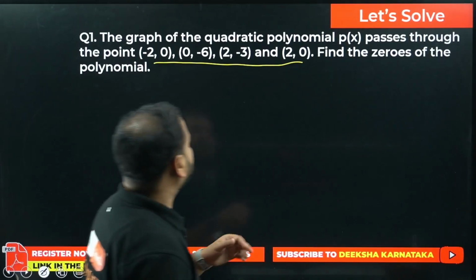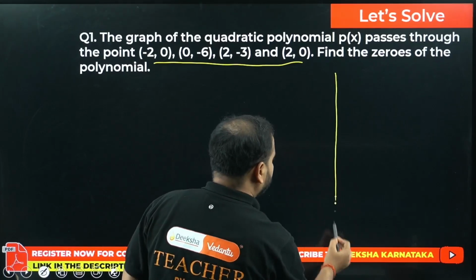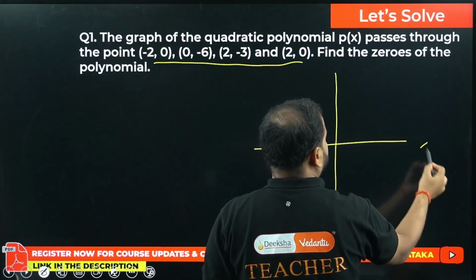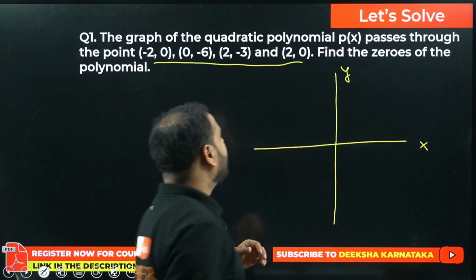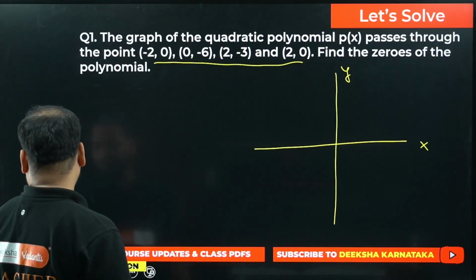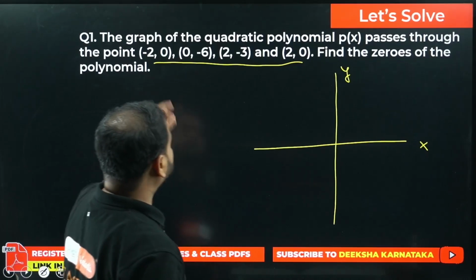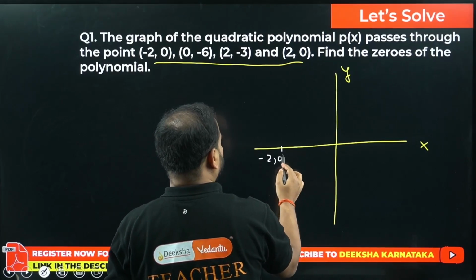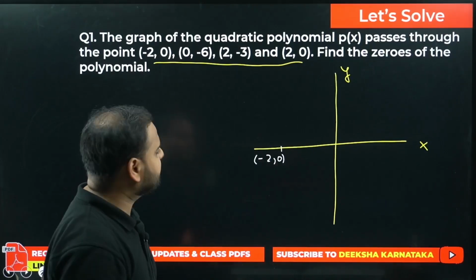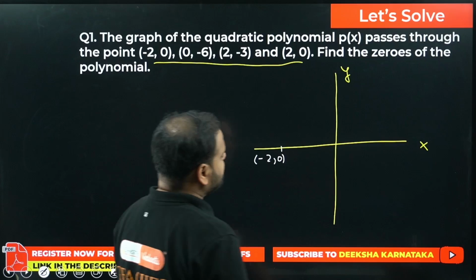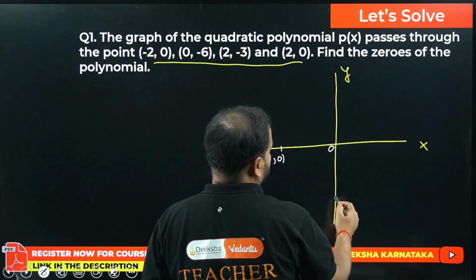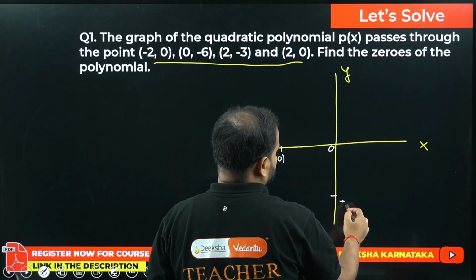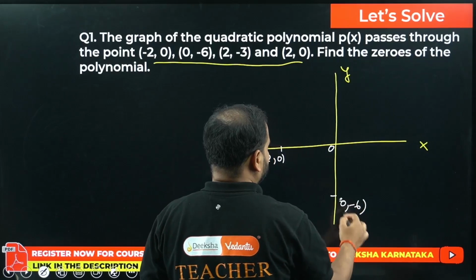Again we'll draw the x and y axis. The coordinates are given like this. The coordinates are minus 2 comma 0. So somewhere here minus 2 comma 0, on the negative side of the x-axis. 0 comma minus 6, so x will be 0 over here. So 0 comma minus 6 will be over here.